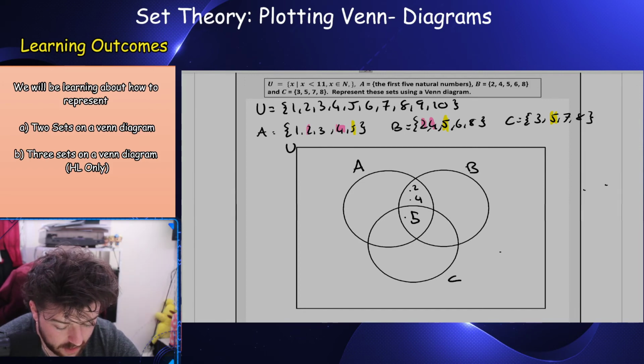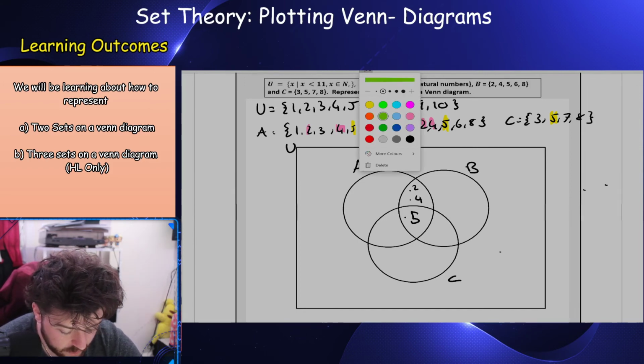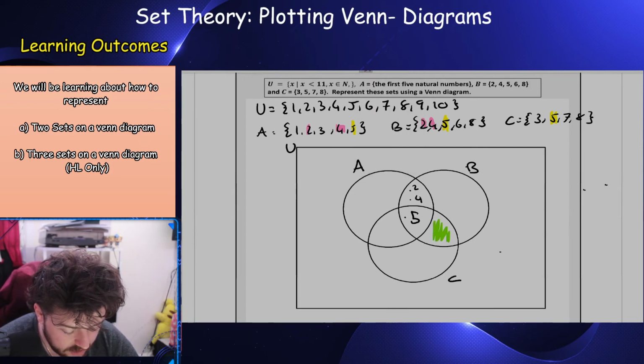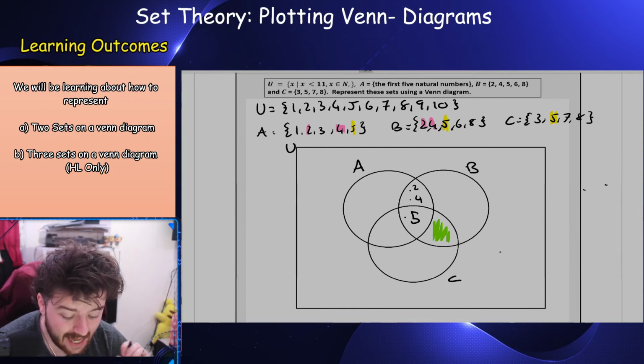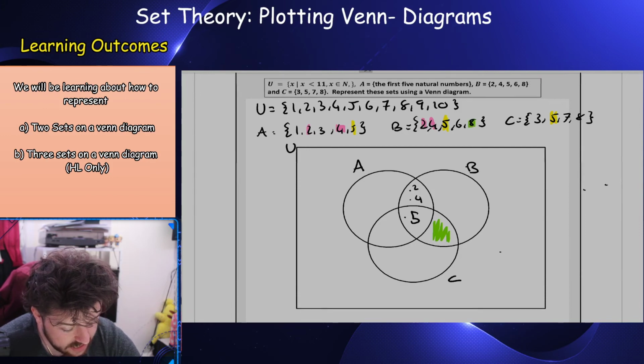Right, let's do this region next. So what are the elements common in B and C that is not 5? So let's see, they share an 8, and that's about it. So I'm just going to put in 8 here. Oops, that's a 3. A 3 is not an 8 actually.